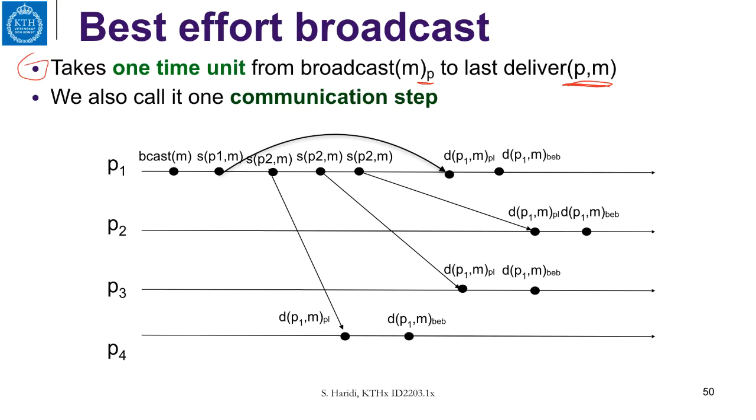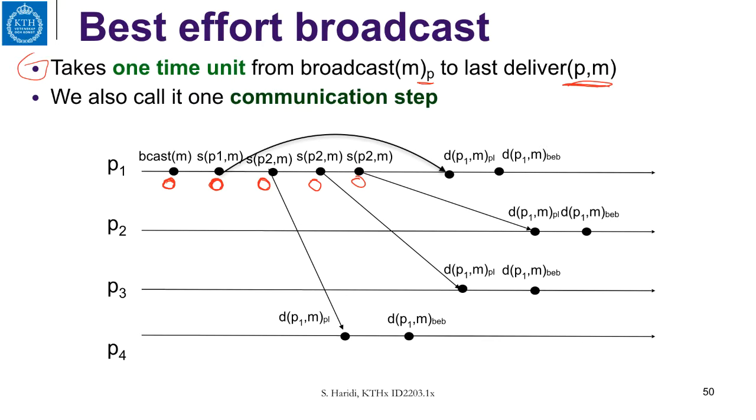And that is what we call also a communication step. But let us see it. So here is a situation where we have 4 processes. P1 does a broadcast, and this broadcast action takes 0 time units. Now this send action at this point, it is still local at the process, so it takes 0 time units, and the other sends. So we have associated a 0 here, a 0 here, and a 0 here.